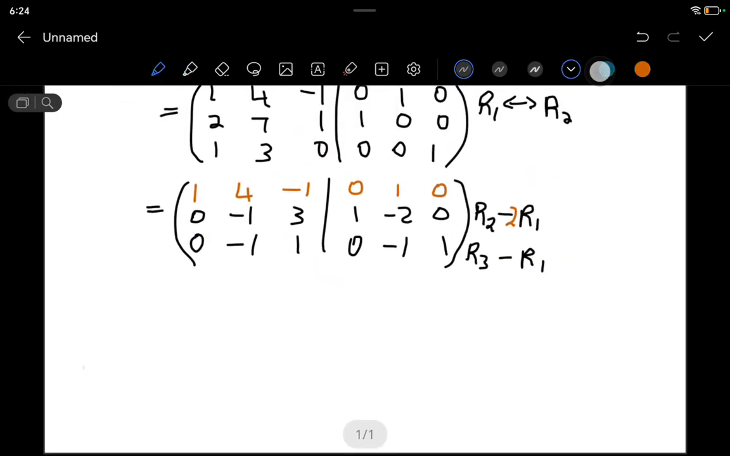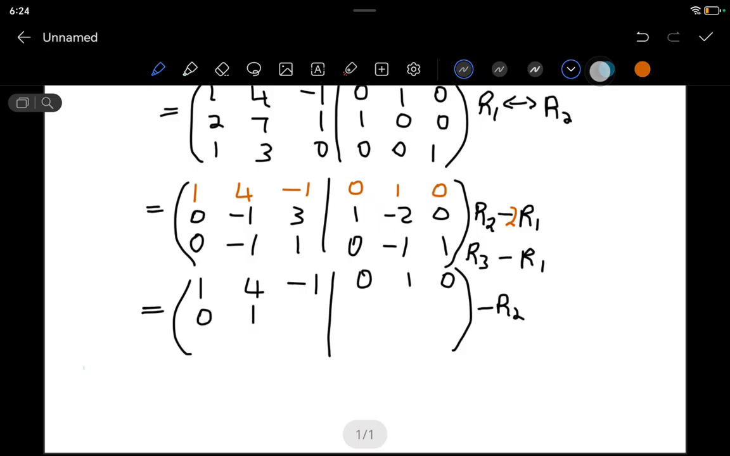I'm just going to come and say this is equal to 1, 4, minus, I'll copy the rest. Then I multiply this row by negative, so row 2 by negative. And this one remains the same.